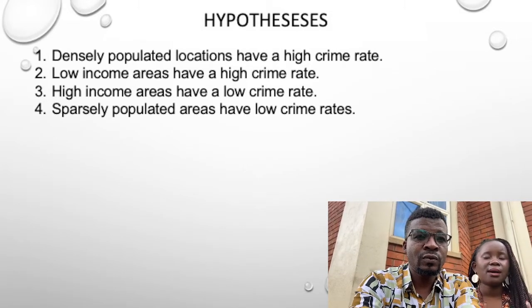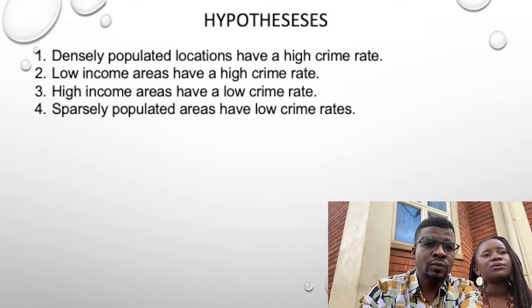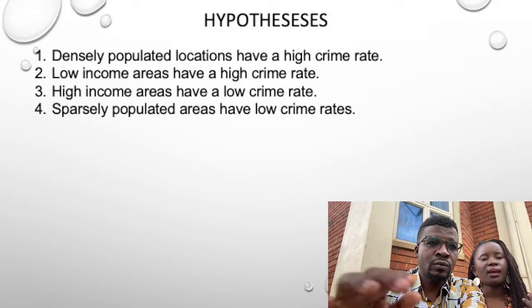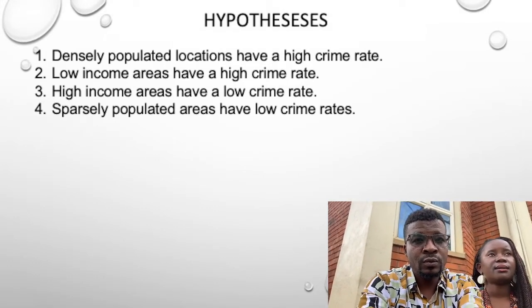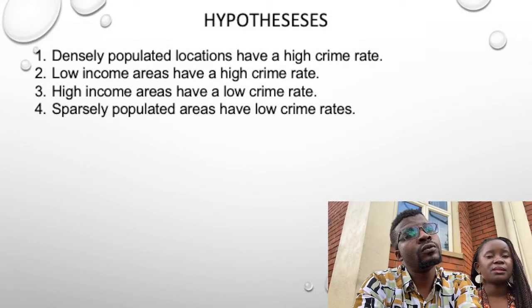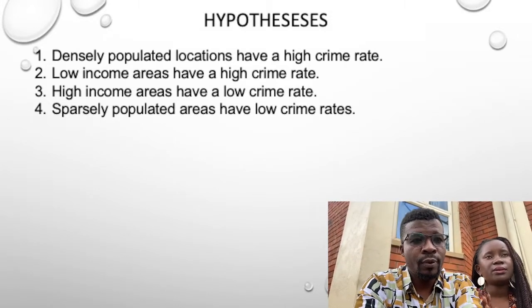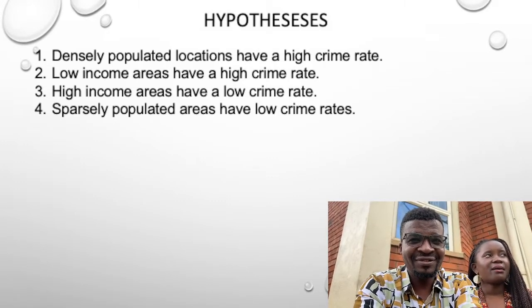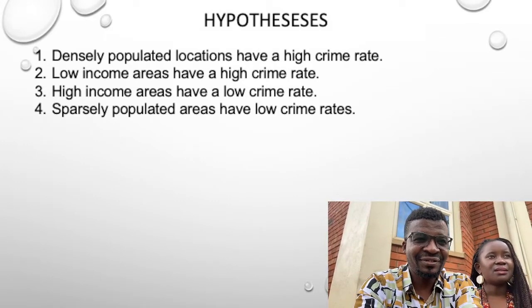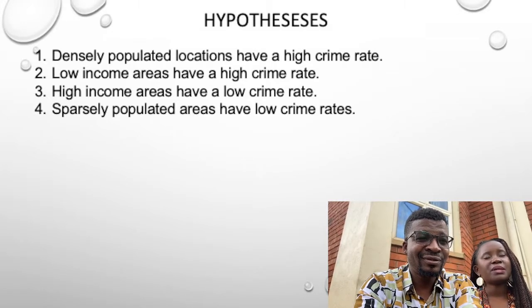So that is a hypothesis that we want to prove. Is it true or is it false? And also we want to know places that are sparsely populated. We normally call them the rich areas, for example, Muyenga. They are not very densely populated. They will have a lot of space. Most people live in their gates, in their houses.